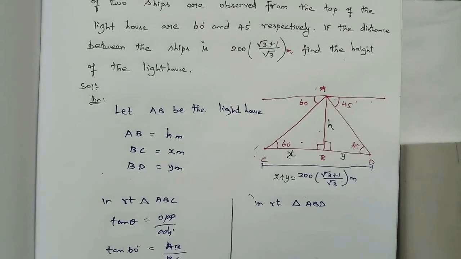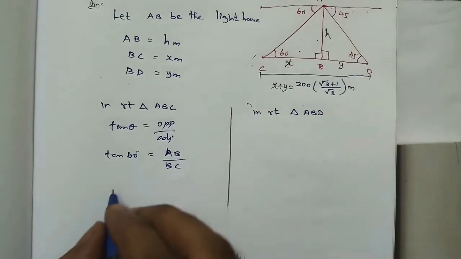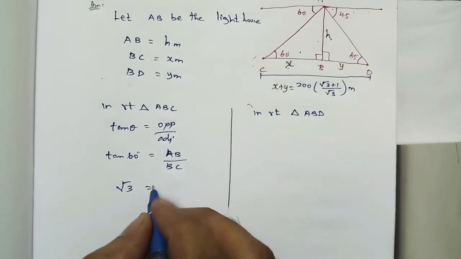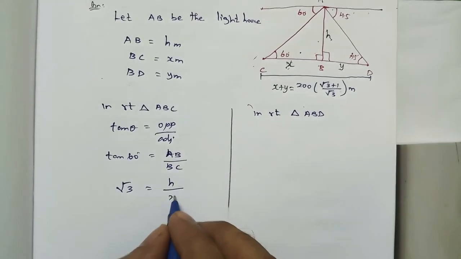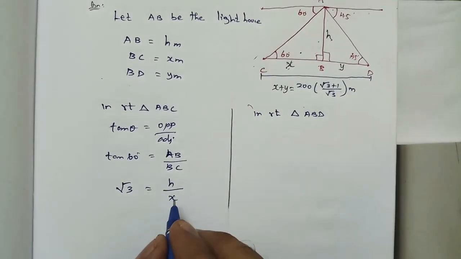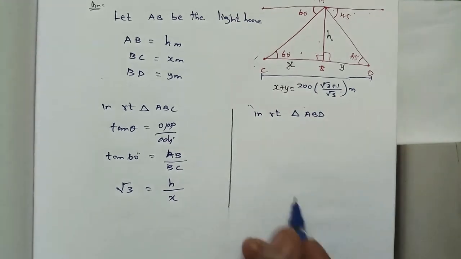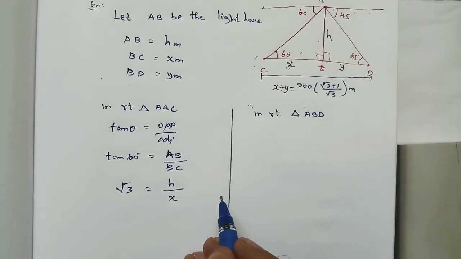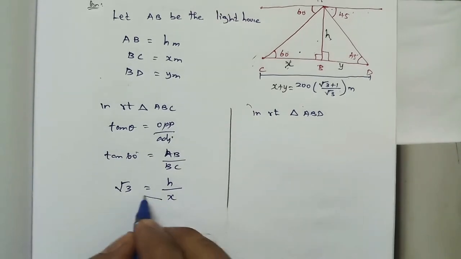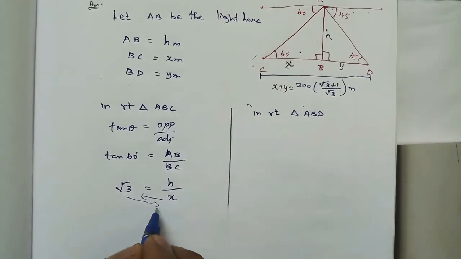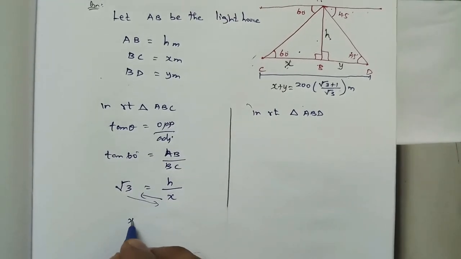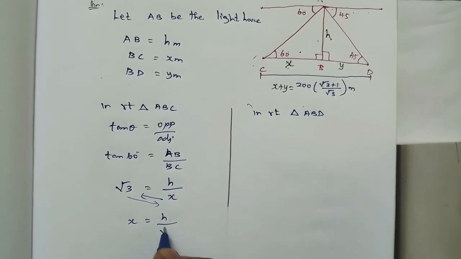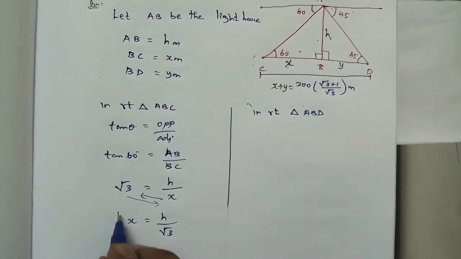What is the value of tan 60 degree? Tan 60 degree is equal to root 3, right? Root 3 is equal to h divided by x. I already told you that we want to find x and y in terms of h, because we are going to find the value of h. So only h is needed. So I'm going to find the value of x in terms of h, right? Taking x to the LHS and root 3 to the RHS, x is equal to h divided by root 3, right? Just keep it as it is.